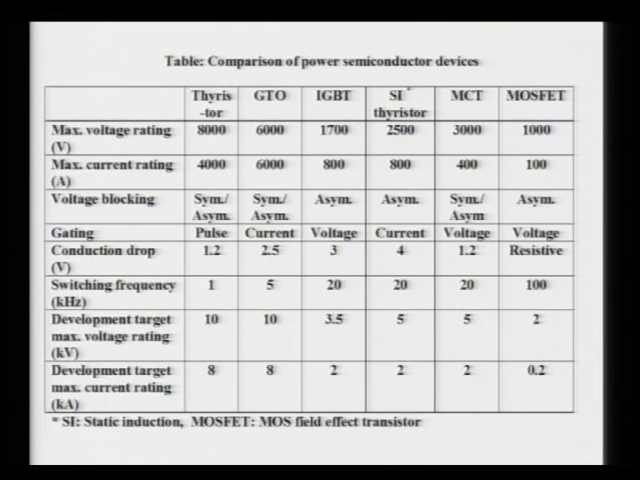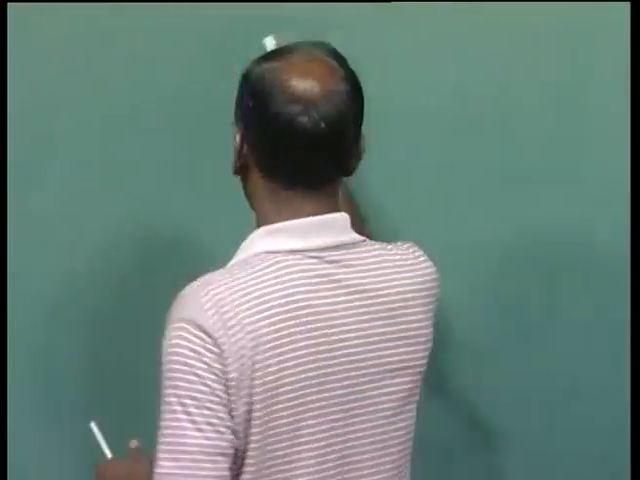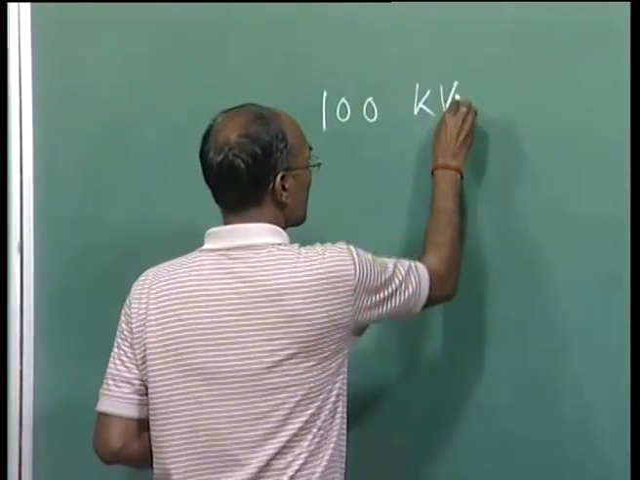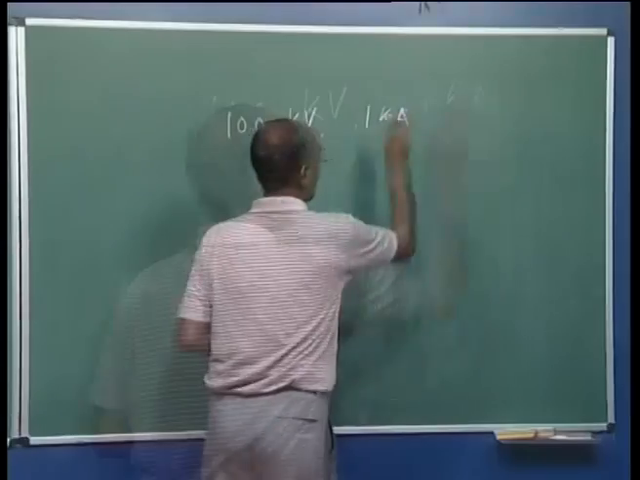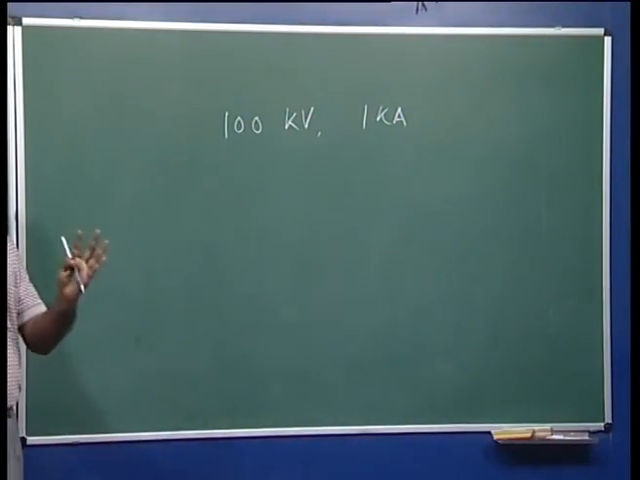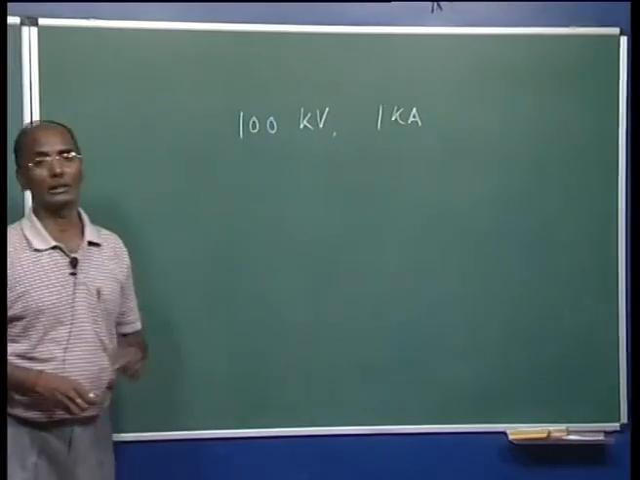But still, a single thyristor is not sufficient to provide the complete rating of an HVDC transmission system, because we are talking about high voltage, so we have to use various individual units connected in series and parallel to give the complete power capability required. For example, for a monopolar operation, suppose we require a 100 kilovolt system with 1 kilo ampere current. For this converter configuration, the power is 100 megawatts.